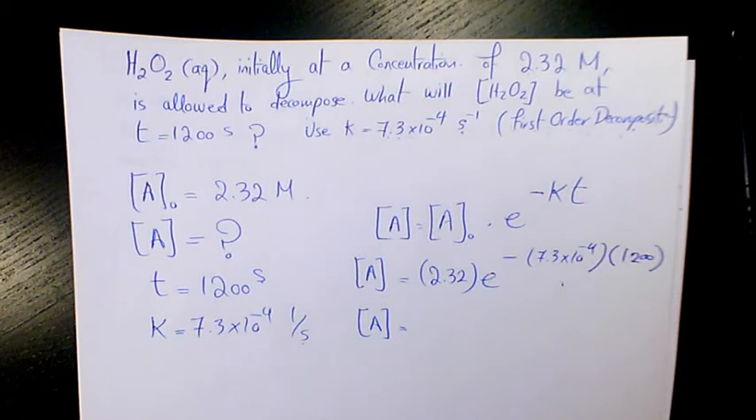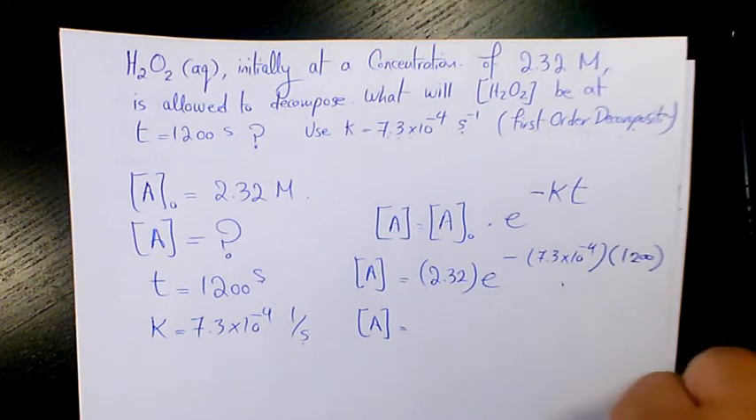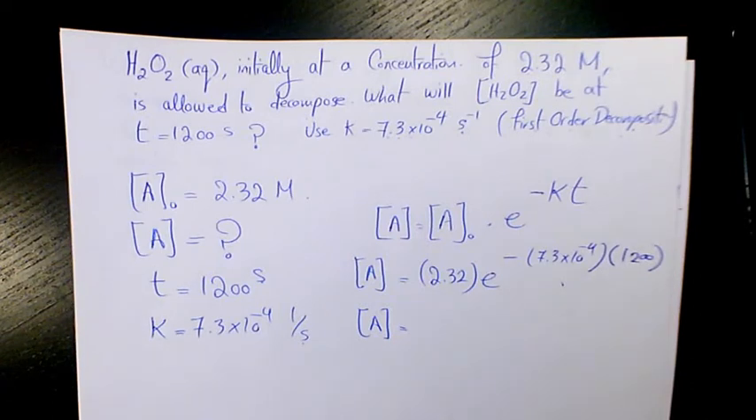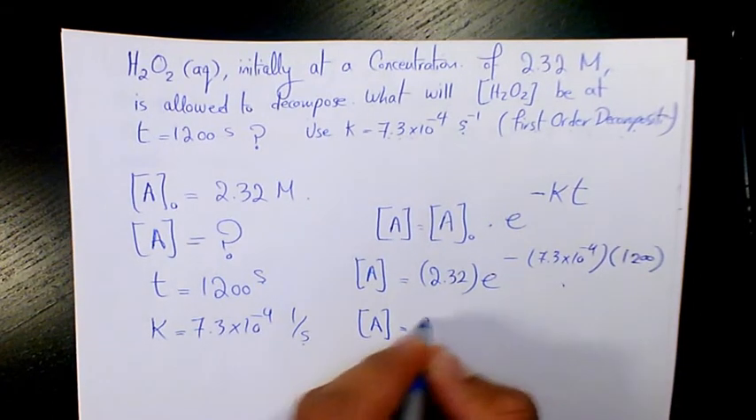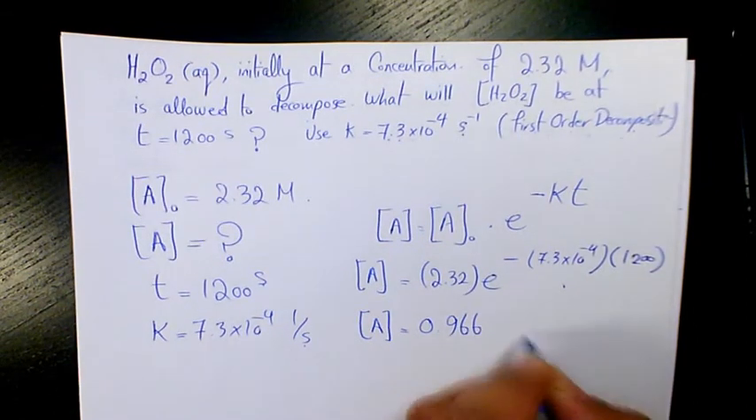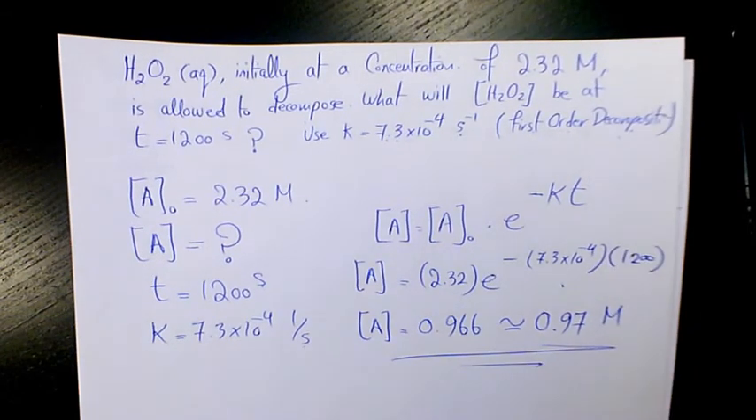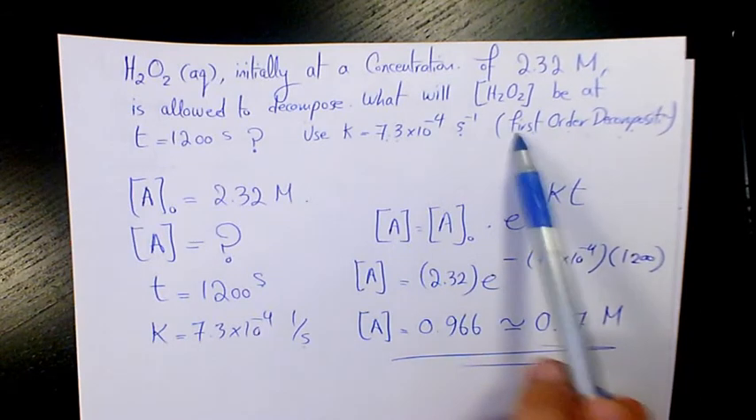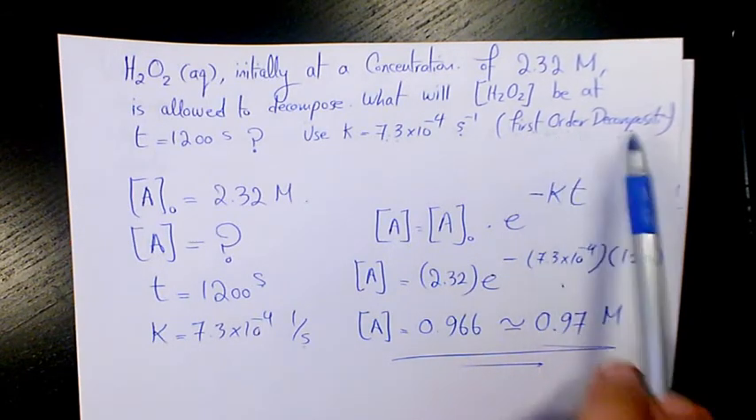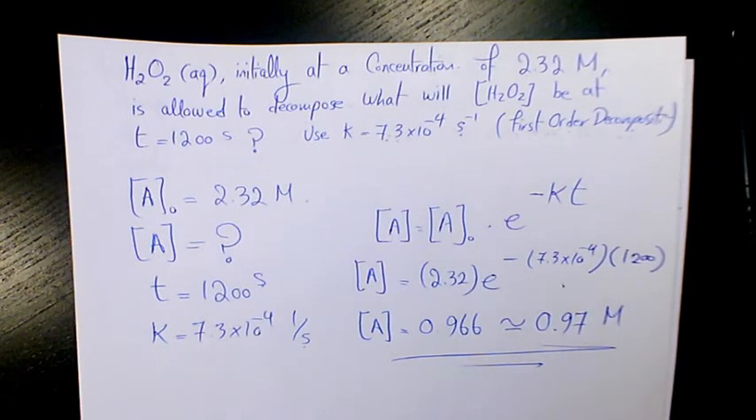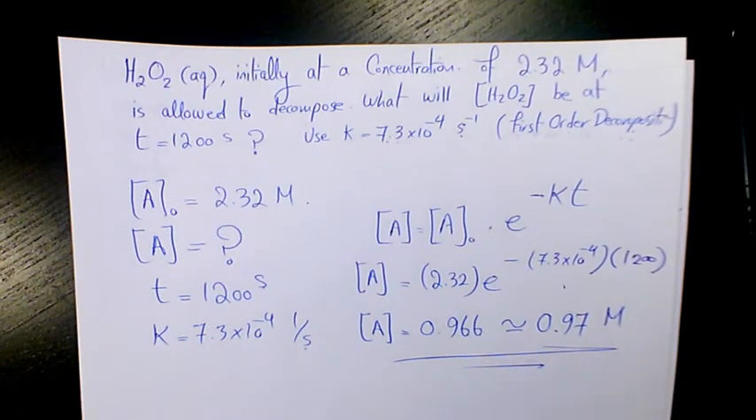First of all, I'm going to find out 7.3 times 10 to the power of negative 4 times 1200. Then you're going to say e to the power of negative 0.876 times 2.32. So that's going to be 0.966 or approximately 0.97 molar is going to be the final concentration after 1200 seconds. Again, you need to make sure that it's first order, otherwise you need to use other methods to solve it if it is not a first order reaction.